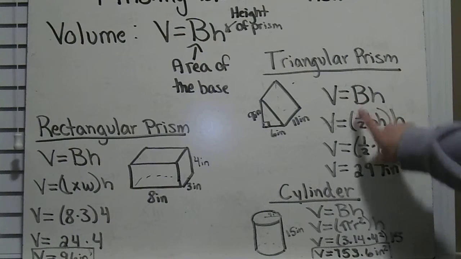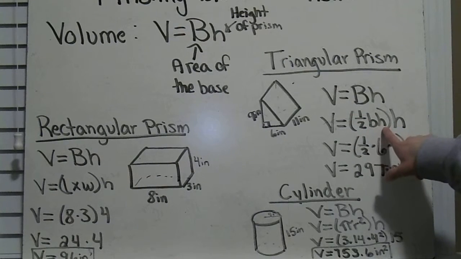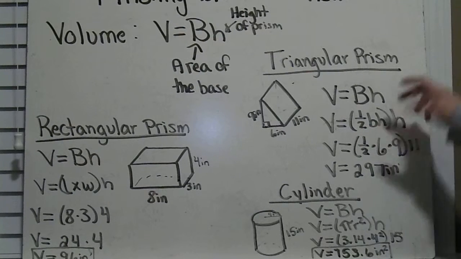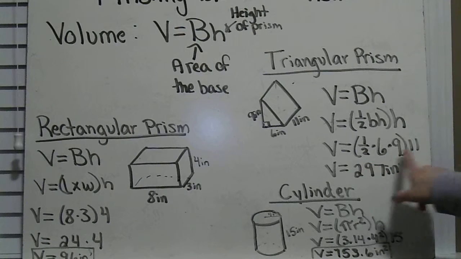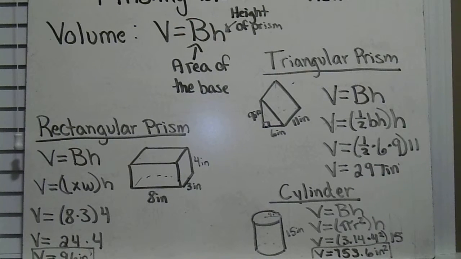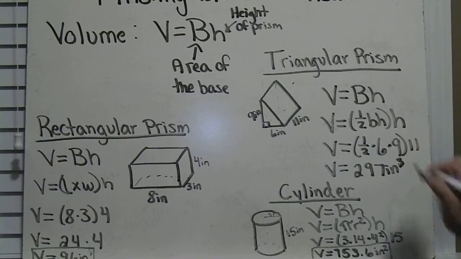So instead of using big B, I'm going to substitute in 1/2 base times height, because that is how we find the area of a triangle. So 1/2 base times height times the height of the entire prism. If you were to plug in all the values there, you would get 297 inches cubed. Remember, because it's volume, we're labeling it in inches to the third power.